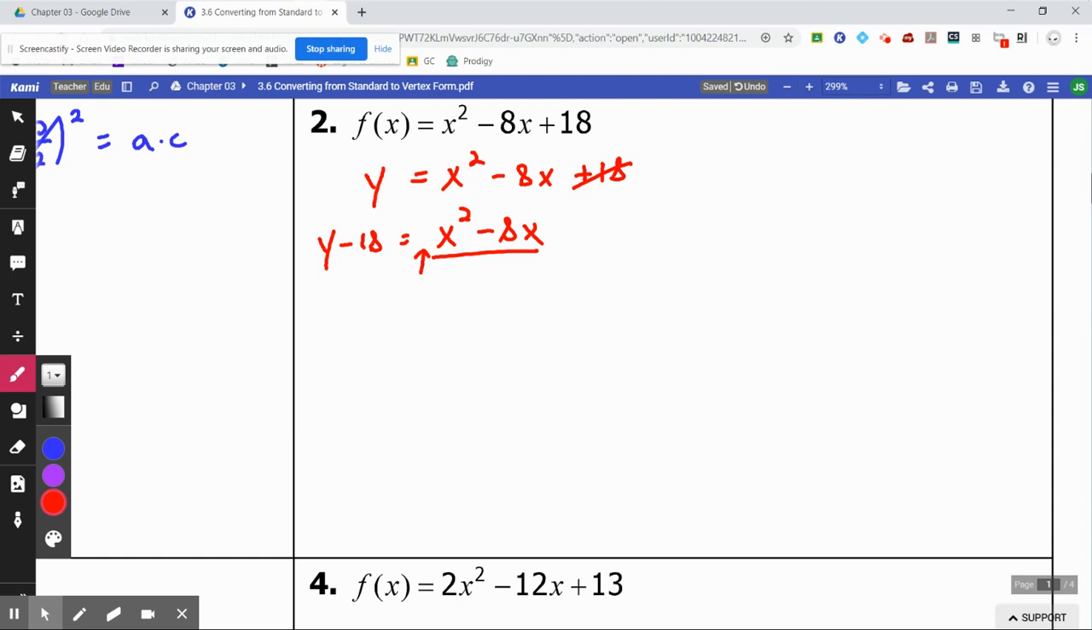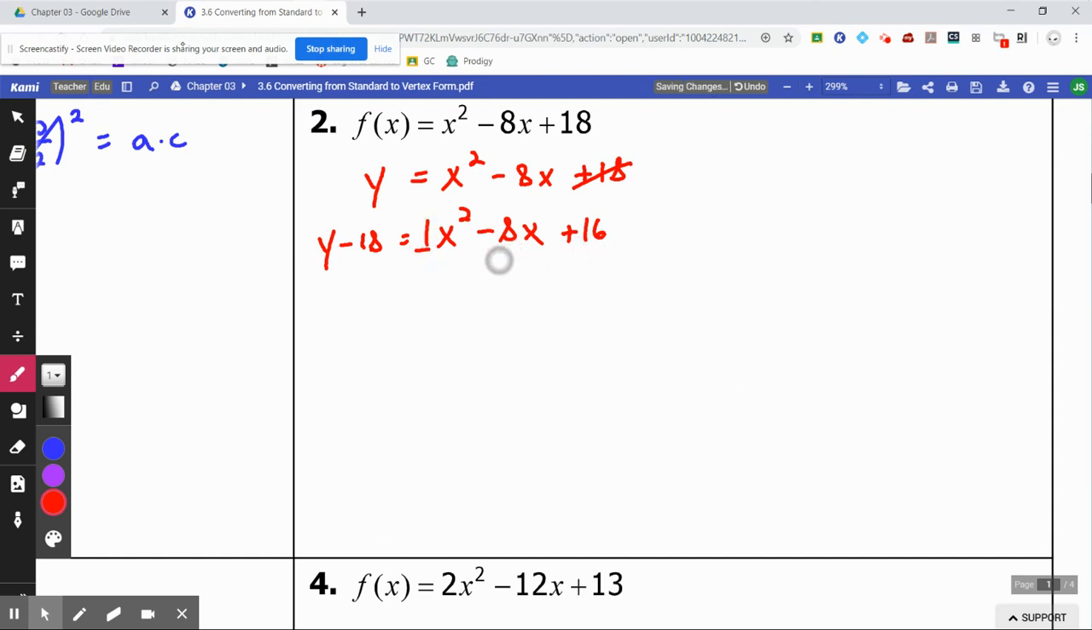You can take half of b and square it, and it should equal a times c. You can do it either way. So what would complete this square? Take half of negative 8, multiply it times itself. That's what would complete this square, 16. Because again, if you check it, half of b squared is equal to a times c.